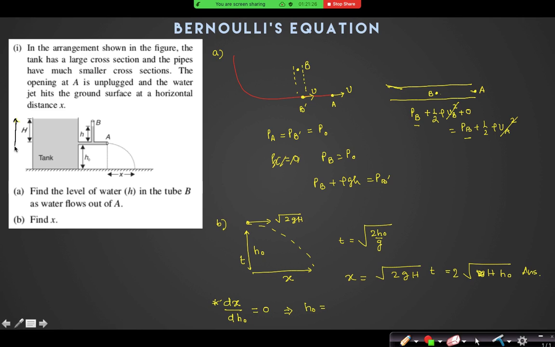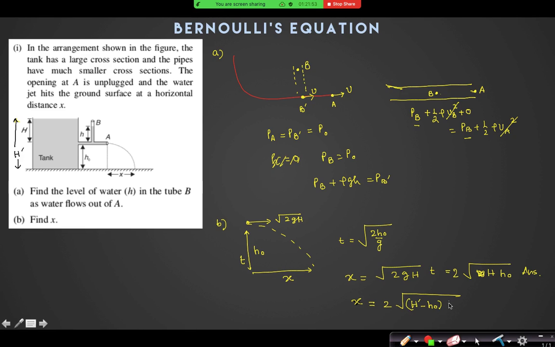Total height of the liquid column is, suppose, h prime. So what can I say about the value of x? Okay, sir, h plus h naught by 2. Yes, x is equal to 2 root over of h prime minus h naught into h naught.